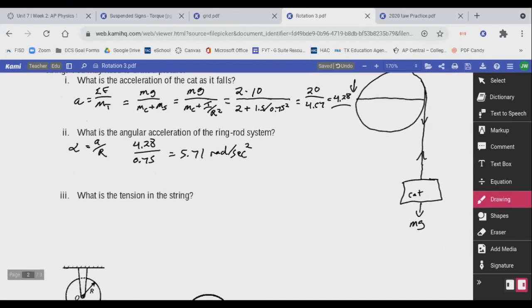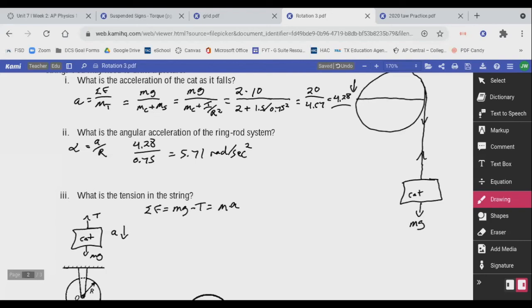This last one is, what is the tension in the string? For this, I'm going to look singularly at the cat, because I know I've got tension going up and I've got mg going down. I know that the acceleration is in the downward direction. My summation of forces is equal to mg, and I always take the direction I'm going and subtract. I take my bigger force and subtract my smaller force. So mg minus T is equal to mass times acceleration.